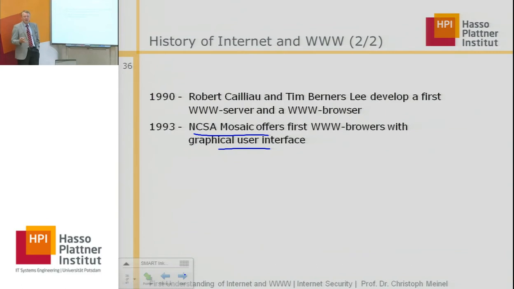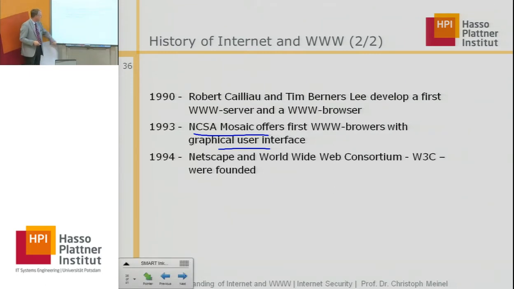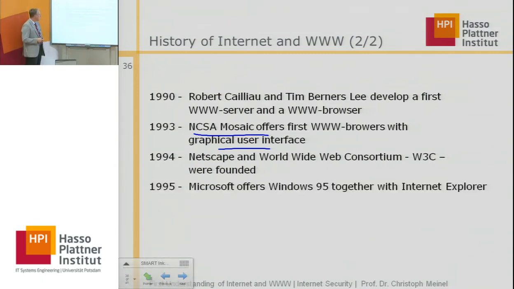From that time on, the World Wide Web was exploding because with this graphical user interface, everyone was able to use the internet, even if he or she did not understand anything of the internet technology. 94, Netscape and the World Wide Web Consortium were founded. Netscape was a company coming out of the NCSA group that started to create its own company. Then there was a browser war. The World Wide Web Consortium was founded to regulate standardization in the development of the World Wide Web.